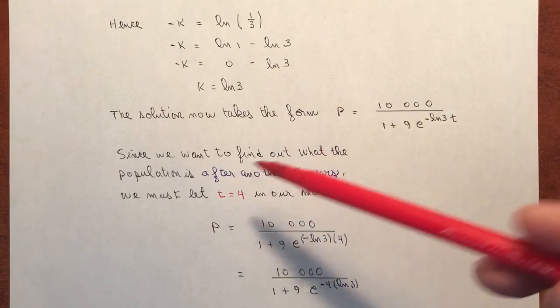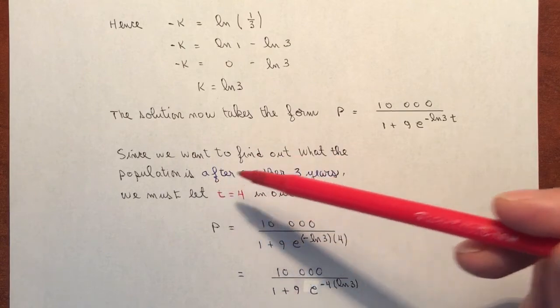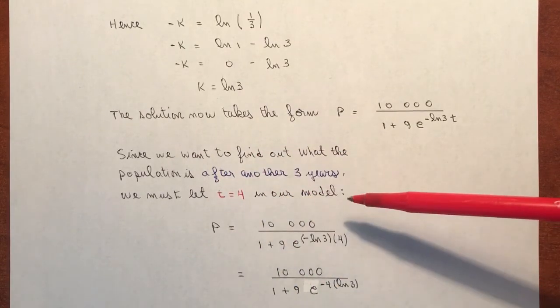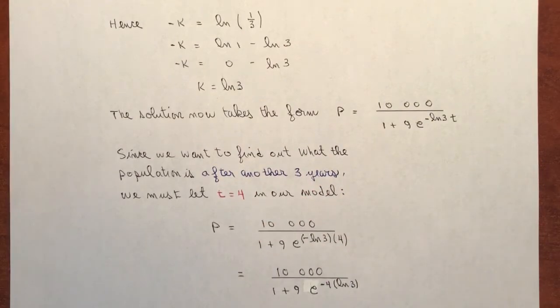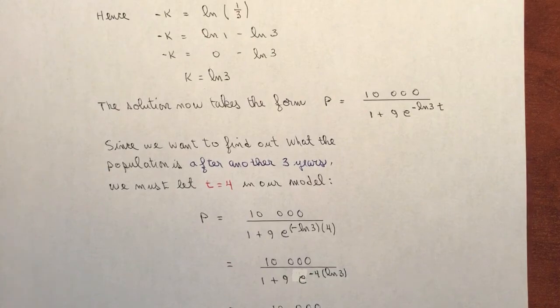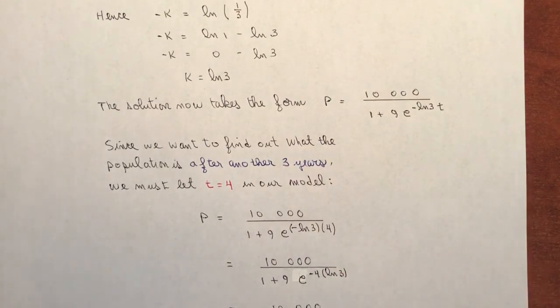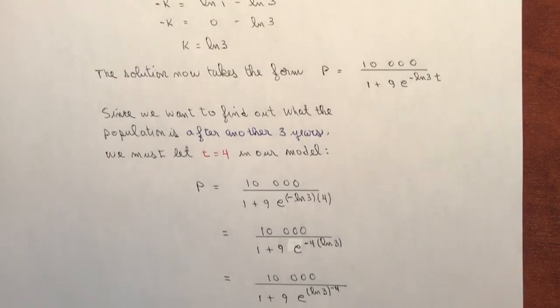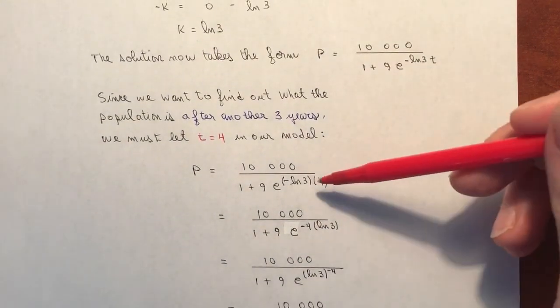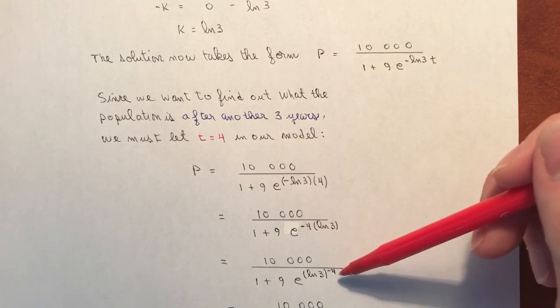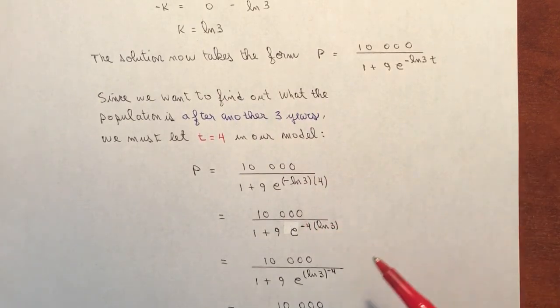Now, remember the question, what's the population after another 3 years? So another 3 years from the 1 year where we were takes us to t equal to 4. So we plug this back in, and we solve for P. The good way to solve this is to use the rules of exponents. So we're going to put the 4 here. The minus and the 4, why don't we put that in front and bring it as an exponent.